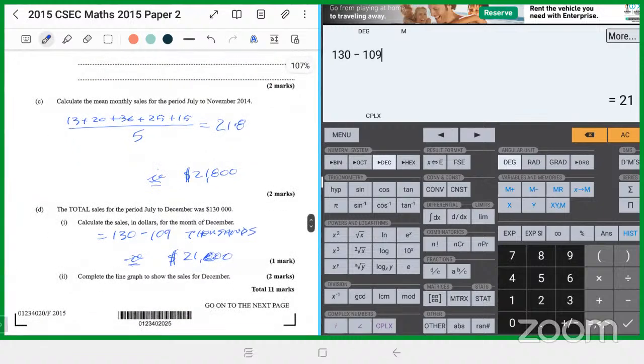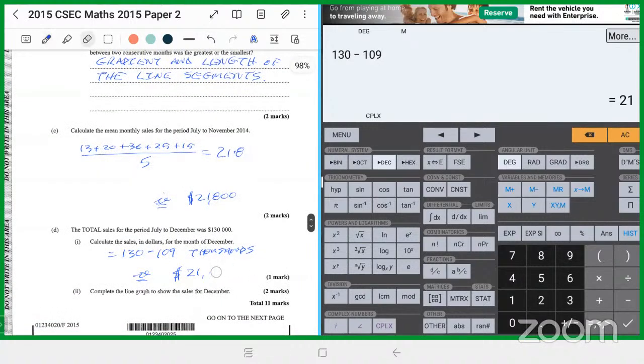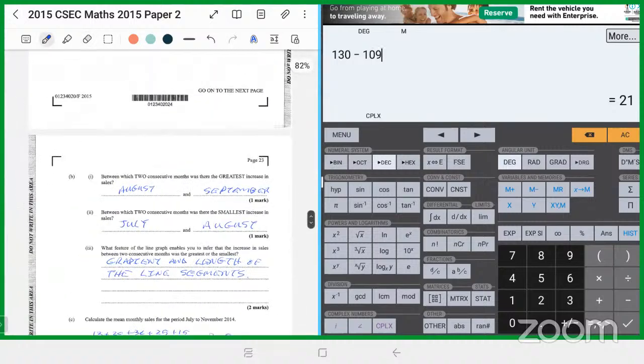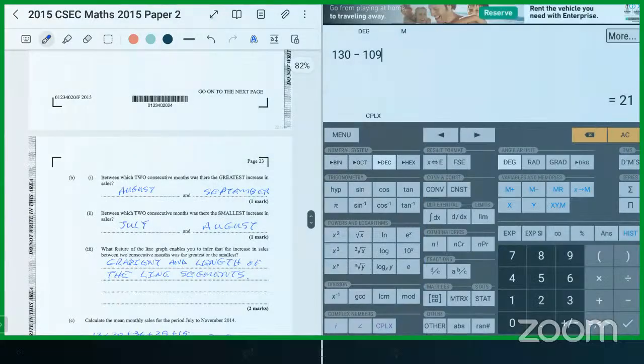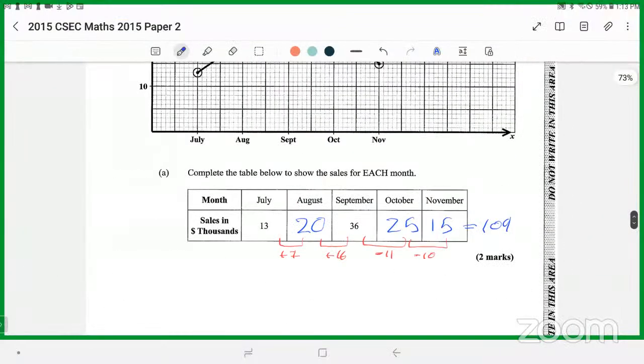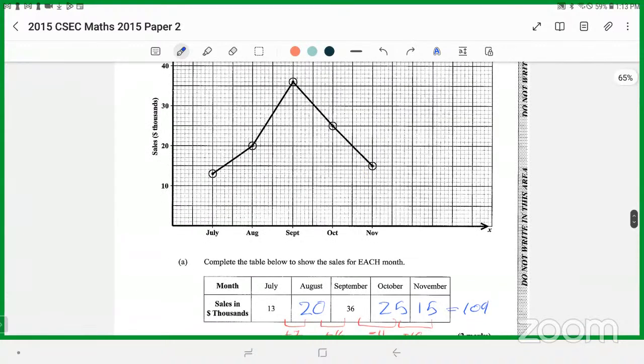Next one more. Complete the graph to show the sale in December. Sale in December was 21, so we'll put 21 on the graph and extend the line. Let's go back to the graph now. First thing, you can't put December right there. Every 2 centimeters makes a month. Look at the scale. So December is after 2 centimeters right here. That's where December is going to go.